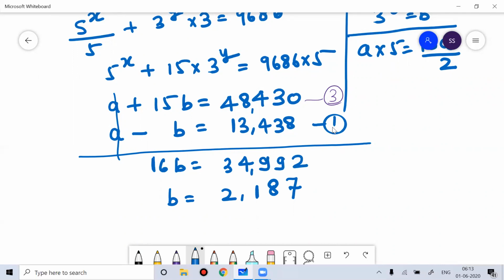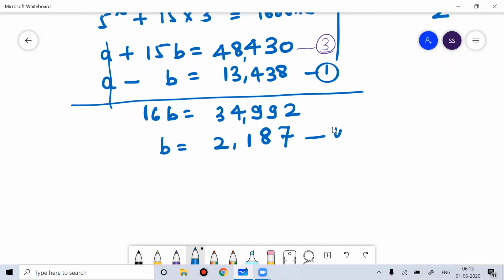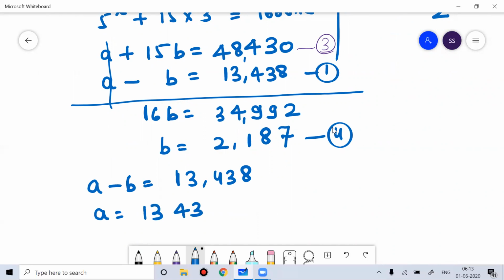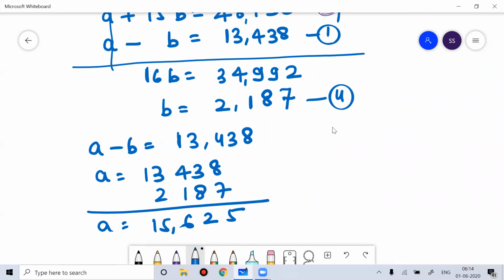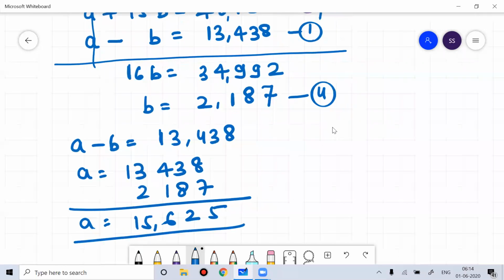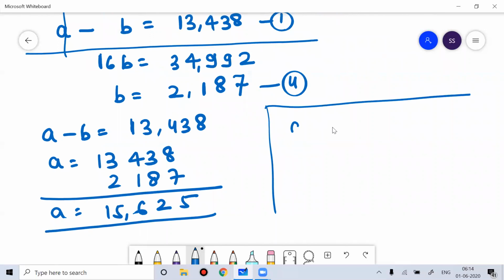Once you get the value of b, you can find the value of a. You know that a minus b is equal to 13438, so a is equal to 13,438 plus 2187. So the value of a is 15625. Very simple. So a is 5 to the power x, which is equal to 15625.